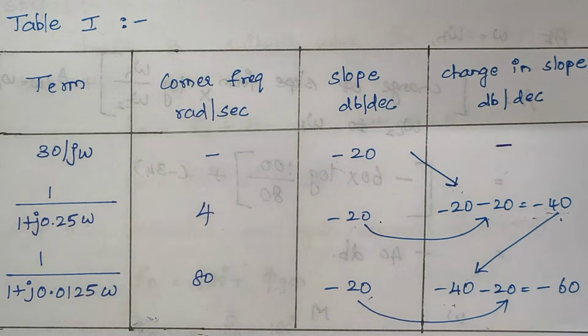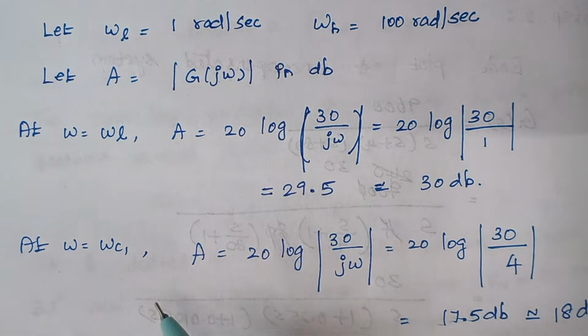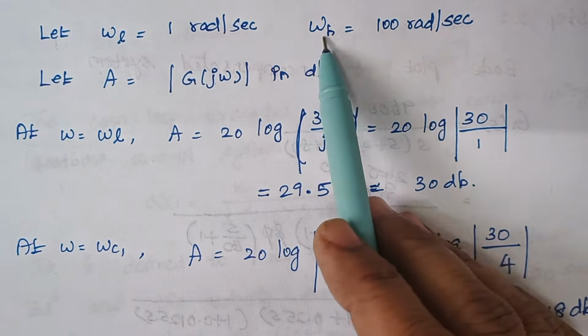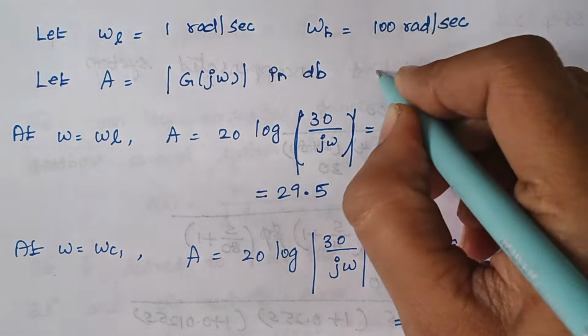Okay, maybe I can explain much more in detail in those videos, so kindly check them. The next step is, here we have to select two frequencies. One is known as omega L, that is the lower corner frequency, and the next one is omega H, that is the higher corner frequency.